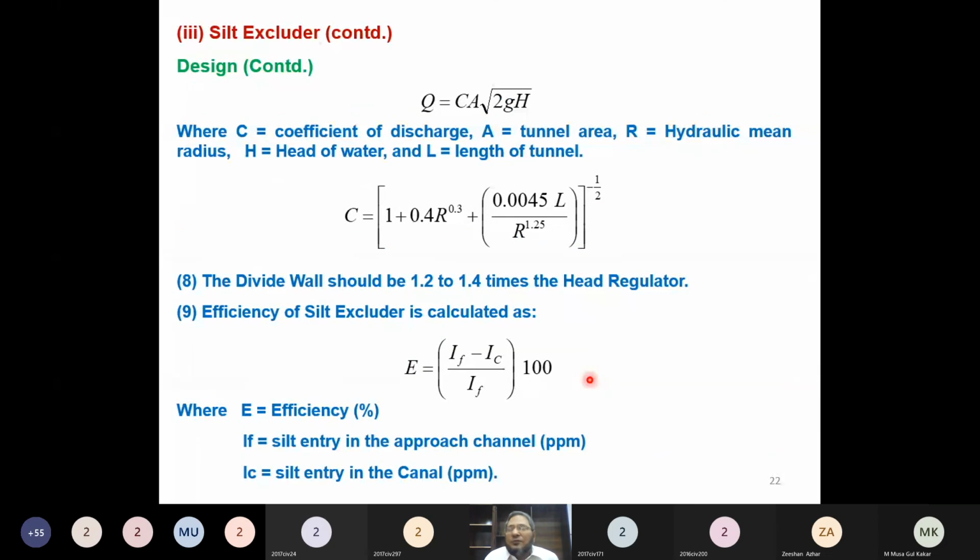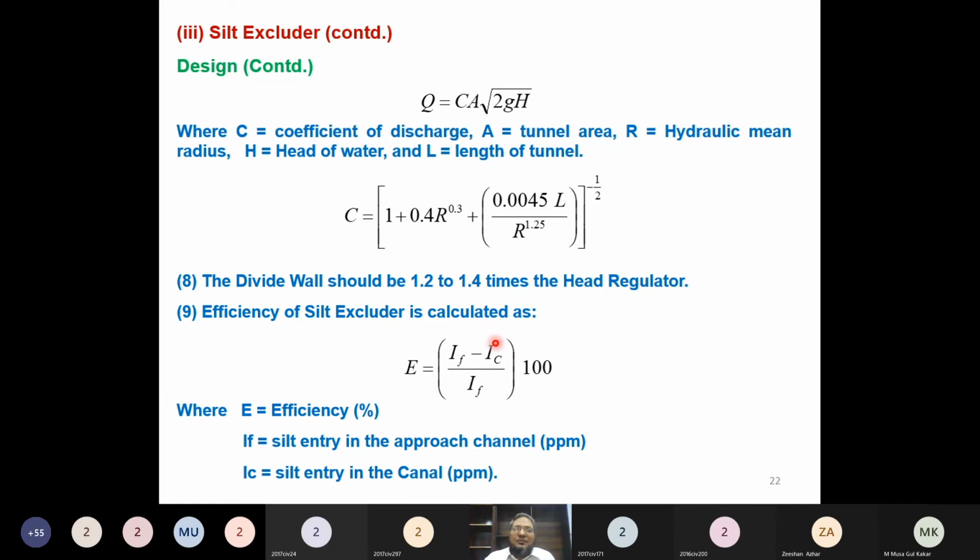And now, how to compute the efficiency of the silt excluder? This is the equation to compute the efficiency of the silt excluder. What is I_F? I_F is the sediment concentration in the approach channel or river, in ppm. And what is I_C? It is the sediment concentration in the canal, in ppm. Suppose the sediment concentration in the canal is equal to the sediment concentration in the river, how much is the efficiency of the silt excluder? How much will it be? 0. Oh, 0. The silt excluder is not doing anything. The silt excluder is useless.